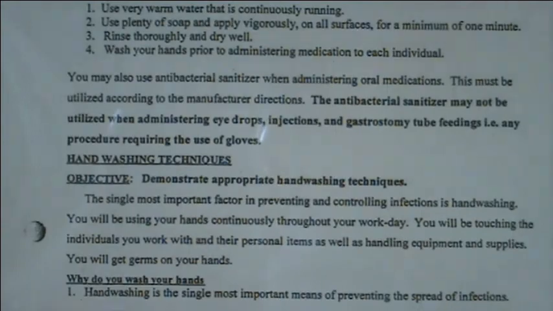You go to the sink. You're going to turn the water on, test the temperature, make sure it's to your convenience, to your comfort. Get your soap. Distribute the soap all over your hands, both hands. And then you start scrubbing to produce friction. Start from the back of one hand, in between the fingers, the back of the other hand.